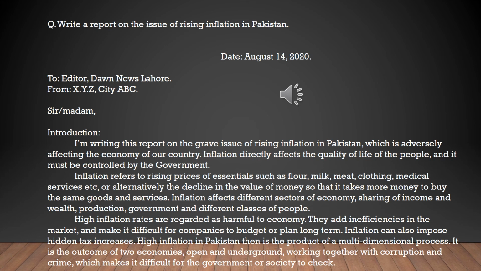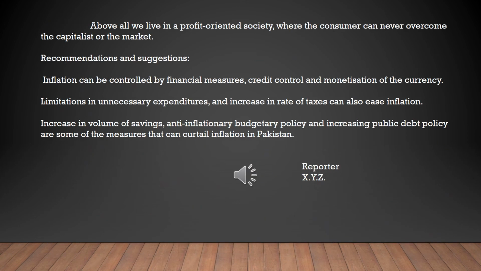High inflation in Pakistan then is the product of a multi-dimensional process. It is the outcome of two economies, open and underground, working together with corruption and crime, which makes it difficult for the government or society to check. Above all, we live in a profit-oriented society where the consumer can never overcome the capitalist or the market.